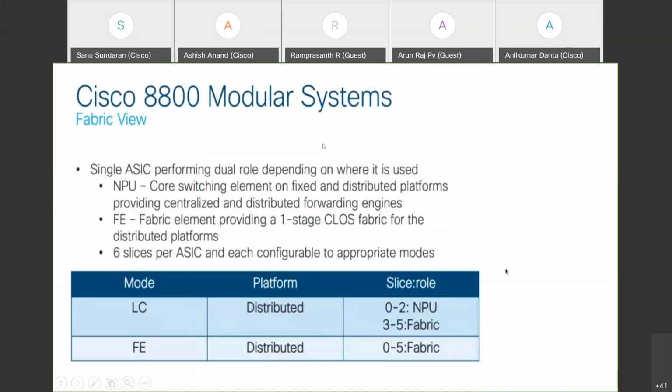Okay. So these are just the NPU. On the NPU, what are the different slice numbers? On the line card, slices 0, 1, and 2 on the NPU will act as a network interface, while slices 3, 4, and 5 will act as the fabric interface, the FIA. Okay. While on the fabric element, all the slices 0, 1, 2, 3, 4, 5 will act as a fabric element.